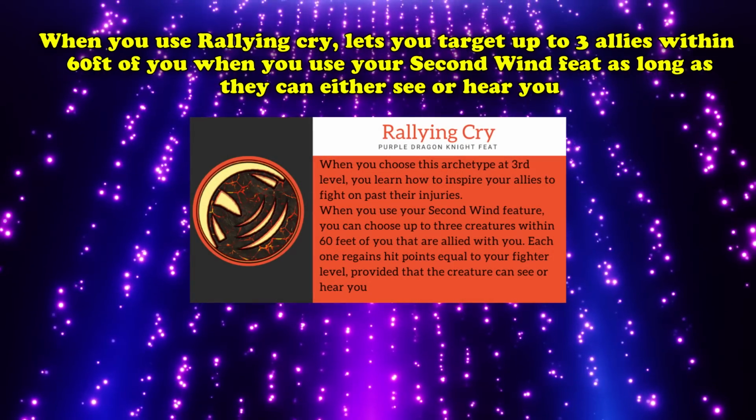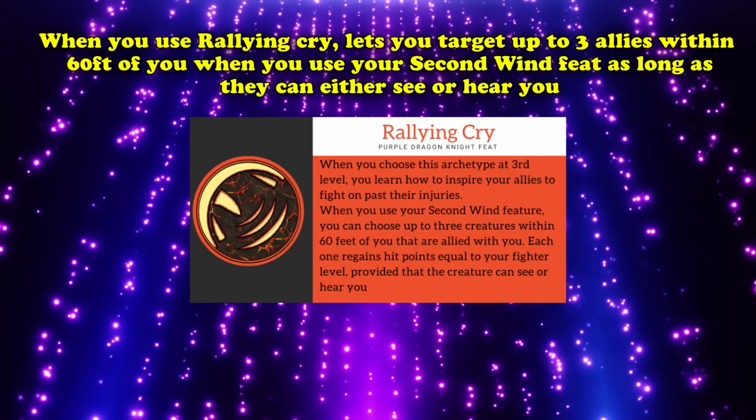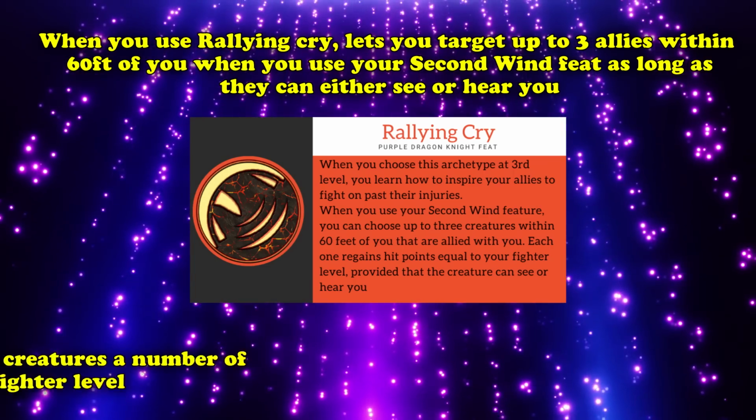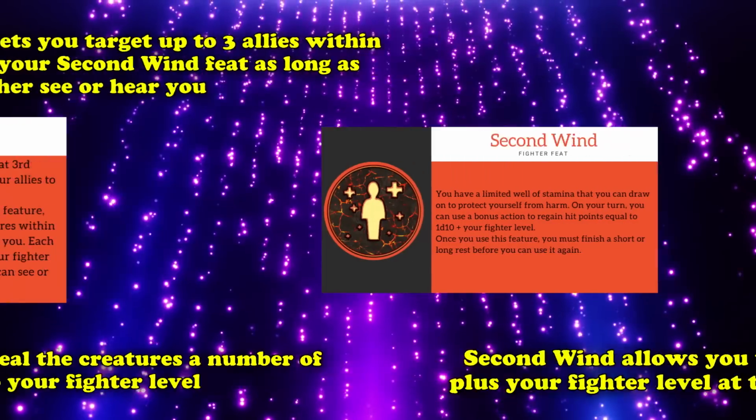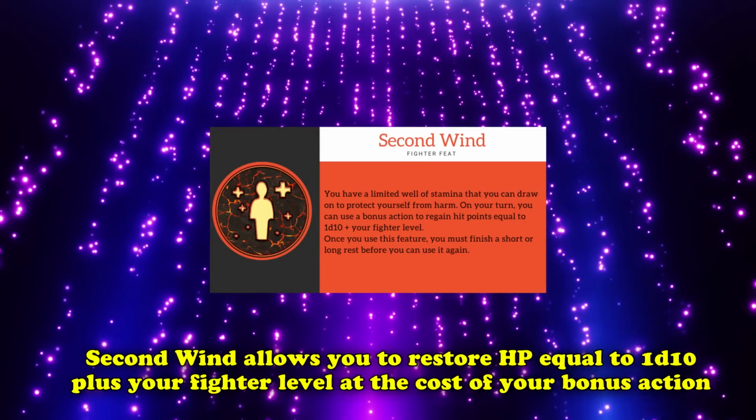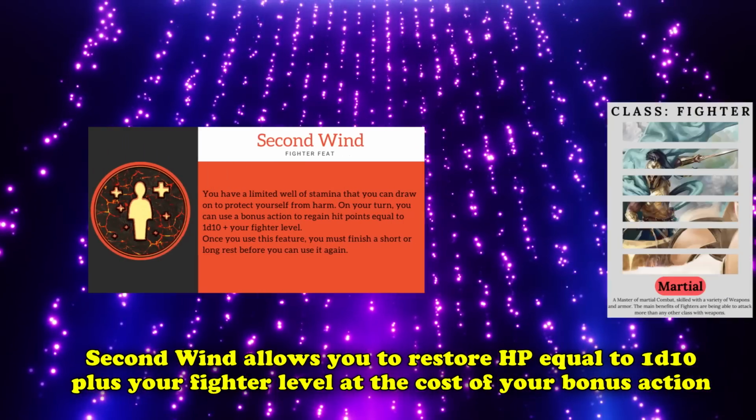For example, let's take a look at the Purple Dragon Knight's 3rd level feature, Rallying Cry. This feature allows you to choose up to 3 allied creatures that can see or hear you, and are within 60 feet of you, to restore hit points equal to your fighter level whenever you use your 2nd wind feature. A bonus action feature you get at 1st level and restores hit points equal to 1d10 plus your fighter level.